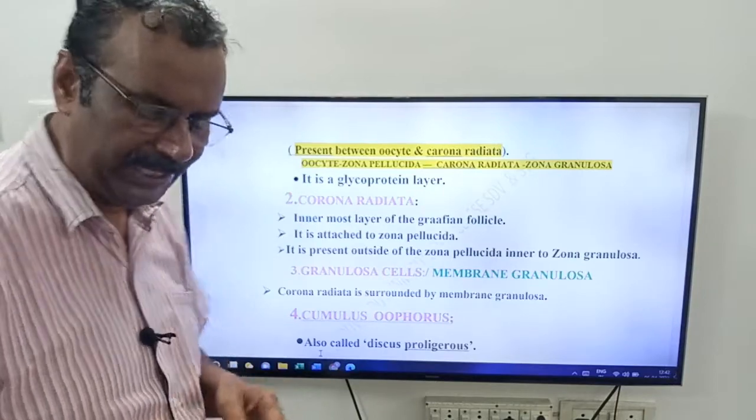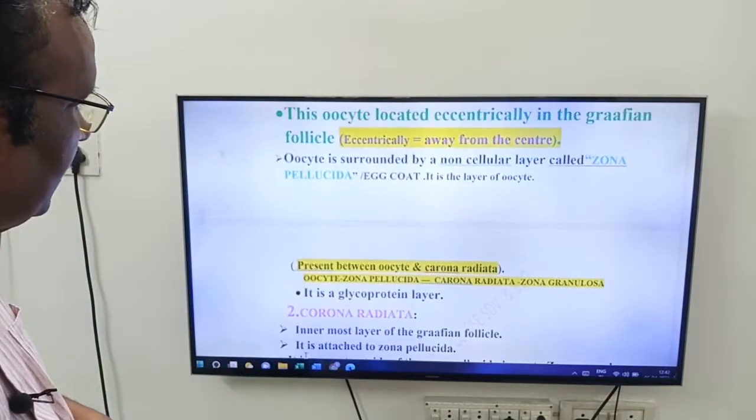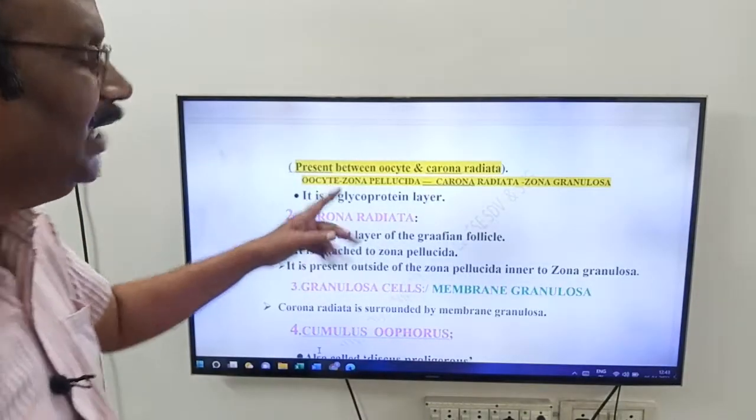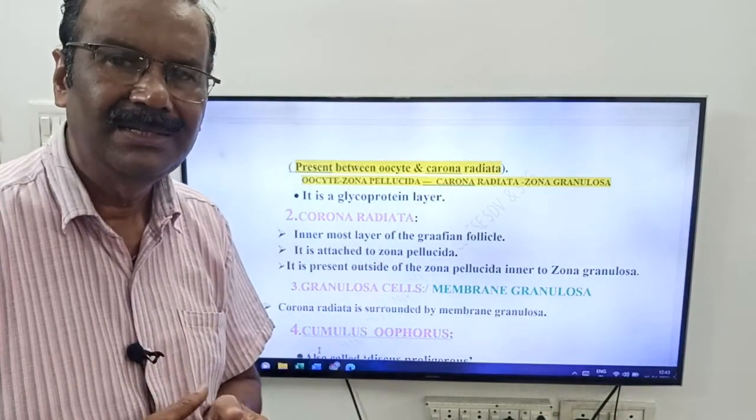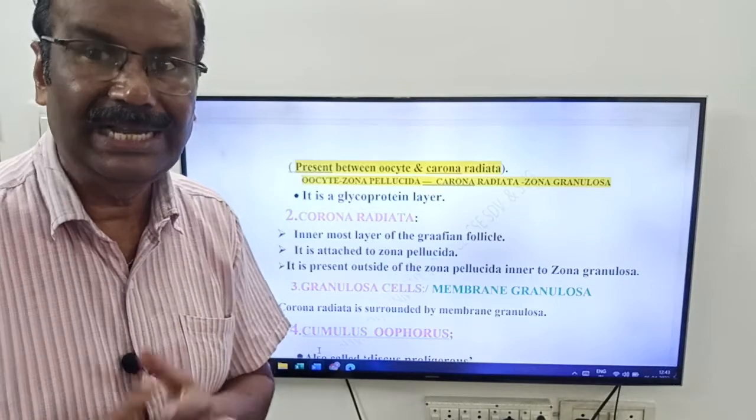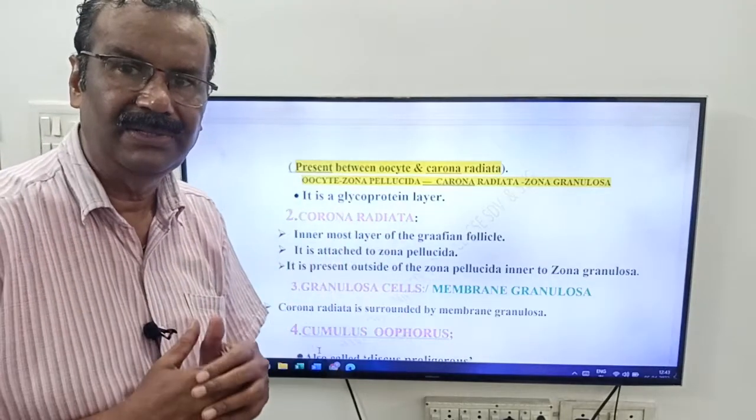It is a glycoprotein layer. Friends, what is this? This zona pellucida is a glycoprotein layer. It is a non-cellular layer. Chemically it has glycoproteins. Okay friends.